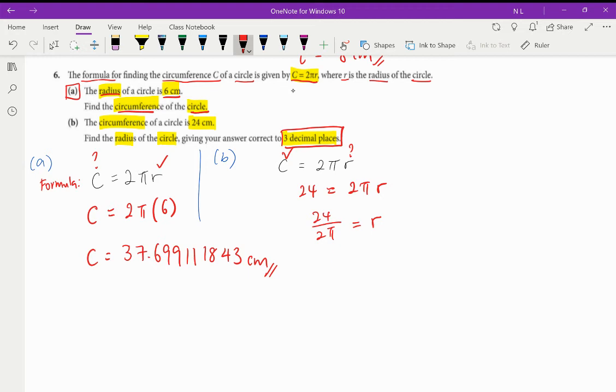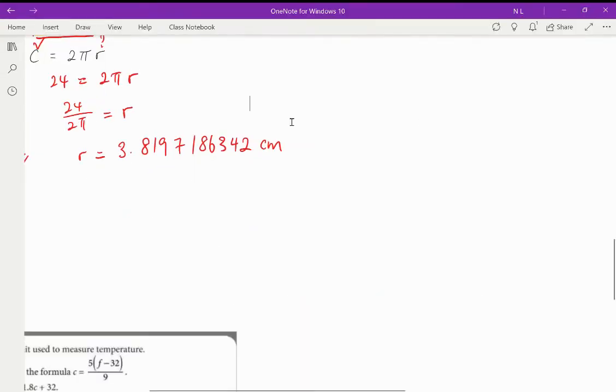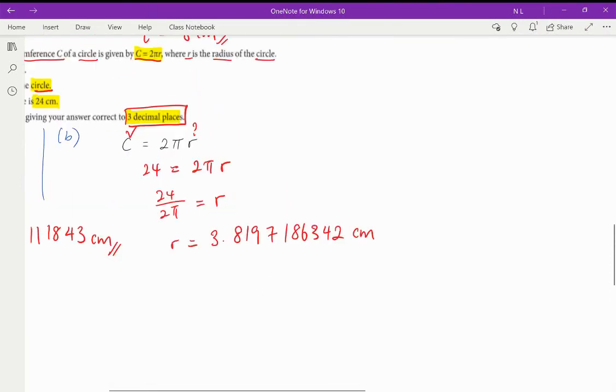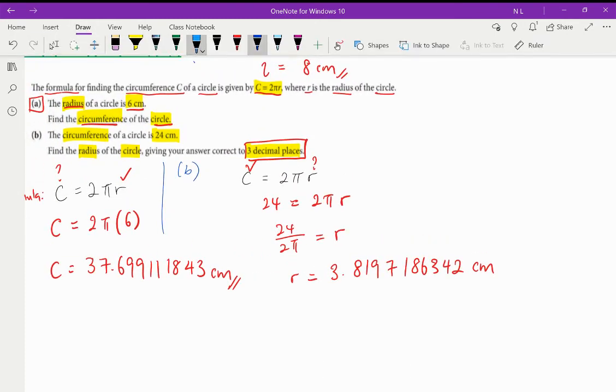So now I just need to key into my calculator. So for radius, okay, all you need to do is just write out the full value, and afterwards you need to round it off to 3 decimal places. So 1, 2, 3. To round it off to 3 decimal places, I need to look at the 4th digit. Since the 4th digit is 7, I need to round up. So my radius will be equal to 3.820 cm, to 3 decimal places.